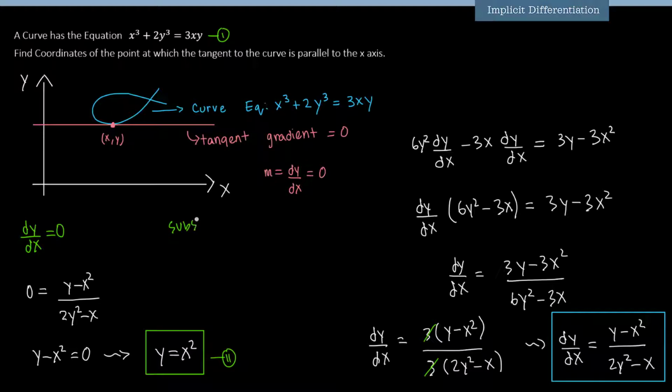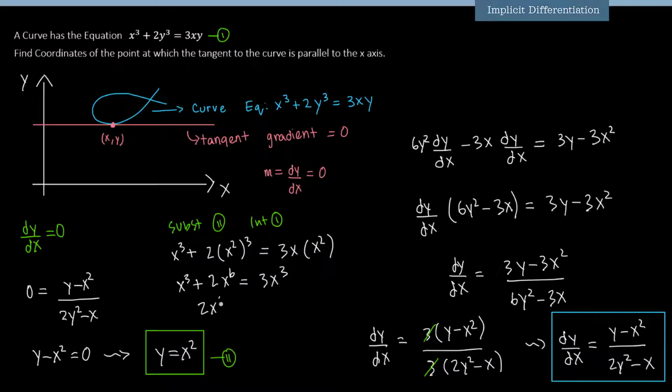So substituting y from equation 2 into equation 1 would give me x cubed plus 2y cubed. Y is x squared, so 2 times x squared whole cubed equals 3 times x times y. Y is x squared, so 3x times x squared. Now I'm going to simplify this. x cubed plus 2 times (x squared) cubed is x to the 6, so plus 2x to the 6 equals 3x cubed, since x times x squared is x cubed. Subtracting 3x cubed from both sides would give me 2x to the 6 minus 2x cubed equals 0.